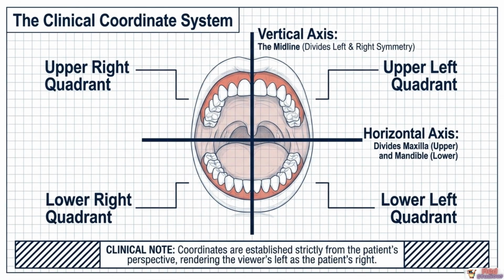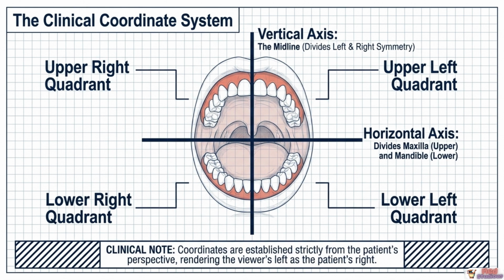To communicate about teeth precisely, dentistry uses a coordinate system built on two intersecting axes. The vertical axis is the midline, running straight down the center of the face, dividing the mouth into perfectly symmetrical left and right halves. The horizontal axis separates the upper arch, the maxilla, from the lower arch, the mandible. Where these two axes cross, they create four distinct zones: the upper right quadrant, upper left quadrant, lower right quadrant, and lower left quadrant. Here's the detail that trips up almost every new student.